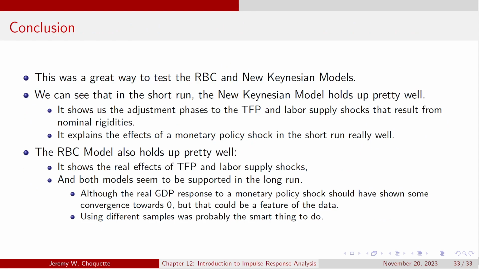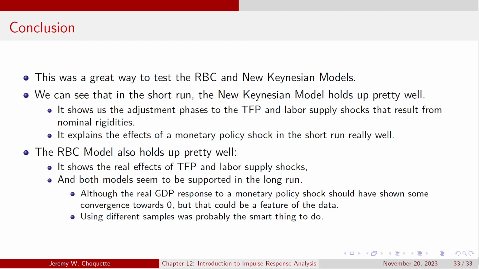But overall, this really was a great way to test out the real business cycle and new Keynesian models. And again, overall, we can see in the short run, the new Keynesian model holds up pretty well. It shows the adjustment phases to total factor productivity and labor supply shocks that result from the nominal rigidities, and it explains the effects of a monetary policy shock in the short run really well. The real business cycle model also holds up pretty well because it shows the effects of total factor productivity and labor supply shocks, and both models seem to be supported in the long run behavior.